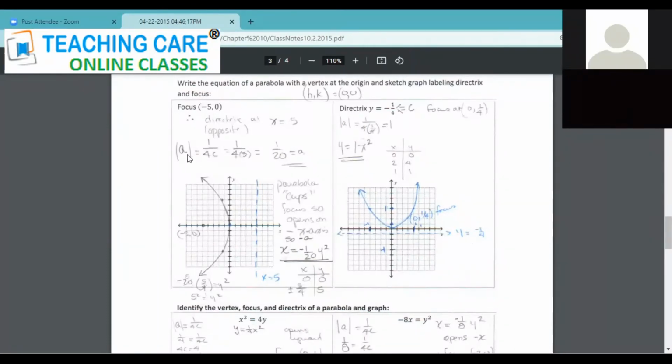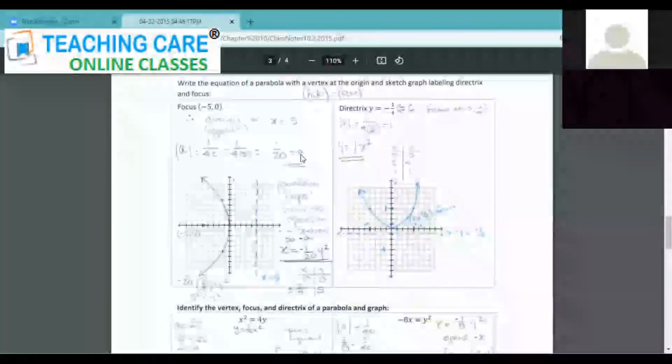So what is your formula? The absolute value of a equals 1 over 4 times c. c is nothing but 5 here. Understood? And always the vertex is 0 comma 0, we are learning that too. So it's 1 upon 20. That would be the value of your a.